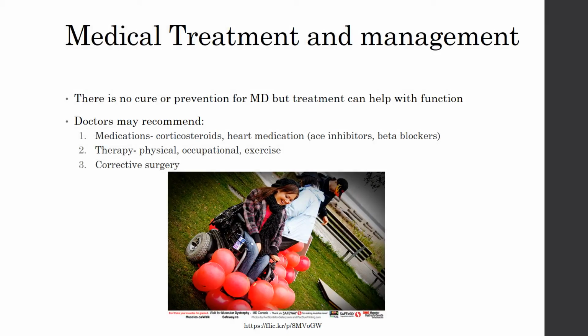There is no cure for muscular dystrophy, but treatments can help manage the disorder and promote function. Treatment options for MD may include medications, therapy, and corrective surgery. A corticosteroid may be prescribed to help improve muscle strength and function and slow down the weakening of the muscles. A heart medication may also be prescribed if needed.